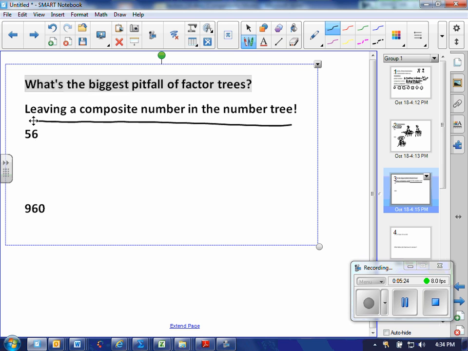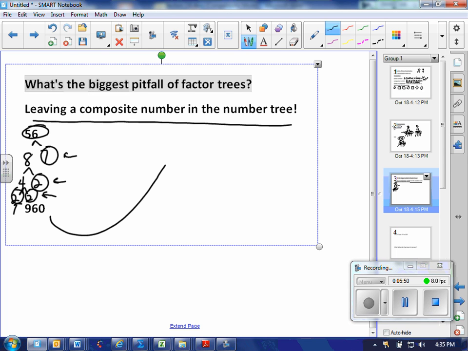Let's try 56. I'm going to go 8 and 7. 7's prime, so I can circle it. Break down 8 with 4 and 2. That 2 is prime, so I can circle it. Break down 4, 2 and 2. Both of those are circled. So again, 2 times 2 times 2 times 7 would equal 56. So I just broke down 56 into its prime factors.